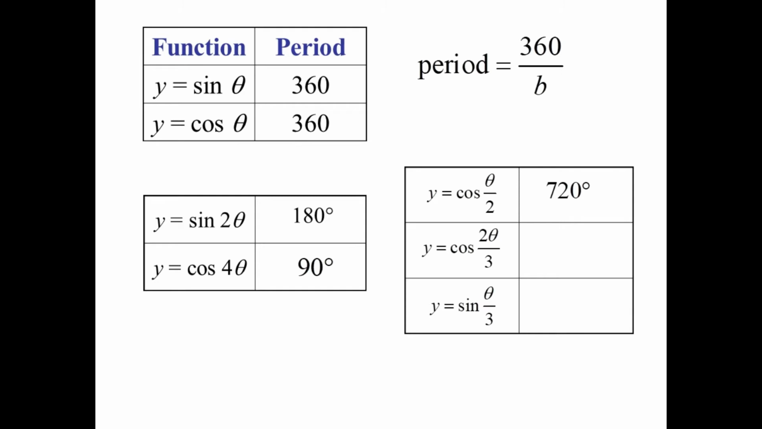Check these remaining ones out for yourself, and you'll find that if the b value is 2 over 3, then the period will be 360 divided by 2/3, and that is 540. And the last one is 1080.